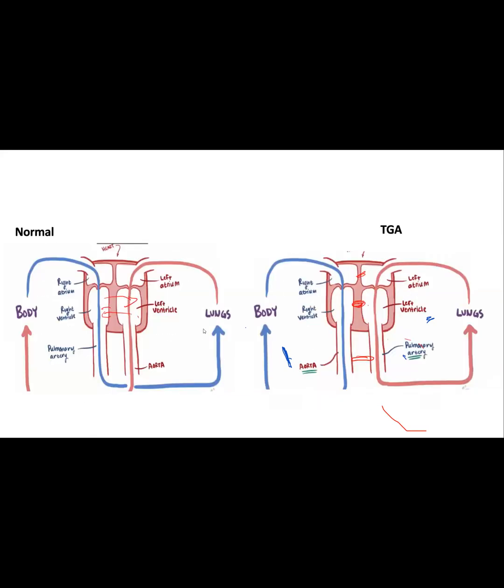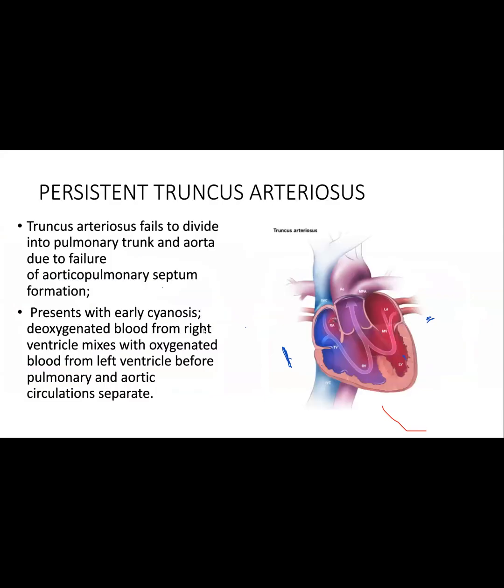Again, the treatment for this is prostaglandin, but that's a short-term treatment to keep the ductus arteriosus open, to allow the mixing of blood in the two circulations before surgery is done. So again, prostaglandin is a short-term solution to keep the ductus arteriosus open, so the blood can mix basically.